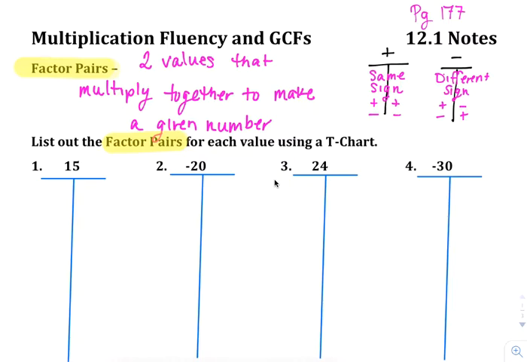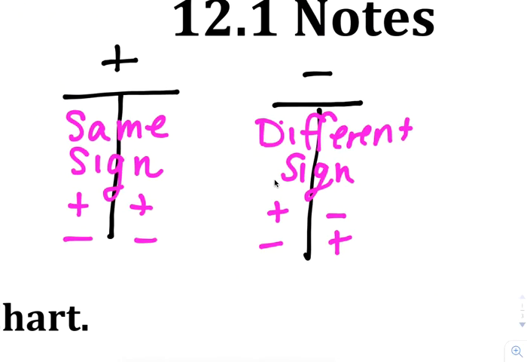Wonderful. So our factor pairs are going to be any two numbers that multiply together to make the given number. The first thing I want to talk about is making sure we understand the signs. If you have a positive number, that means you have to have the same signs. They're either both positive or both negative. If your number is a negative, then we need the first to be positive with a negative, or the first to be negative with a positive. They need to be opposites, okay?